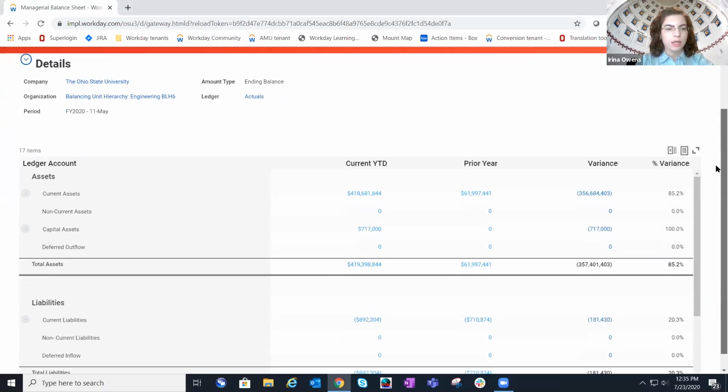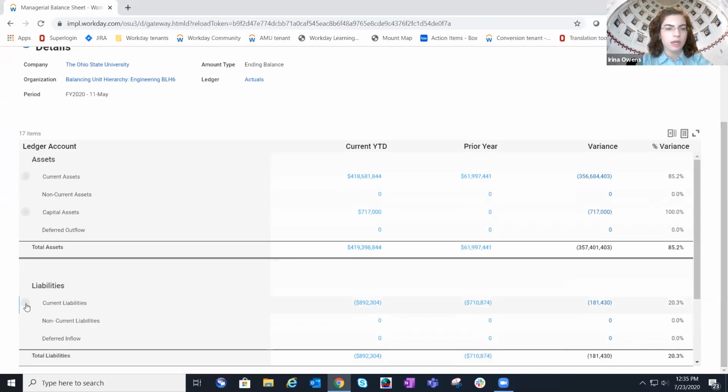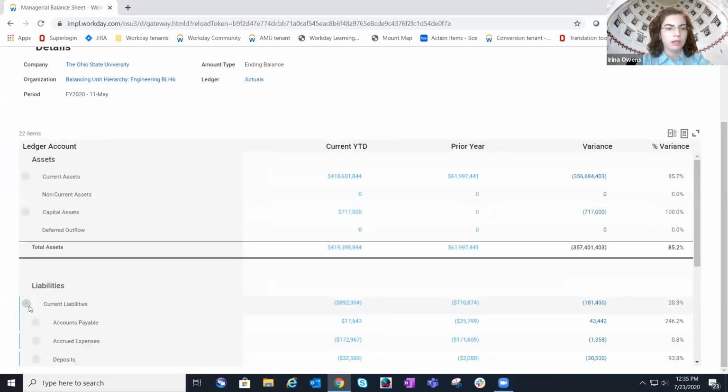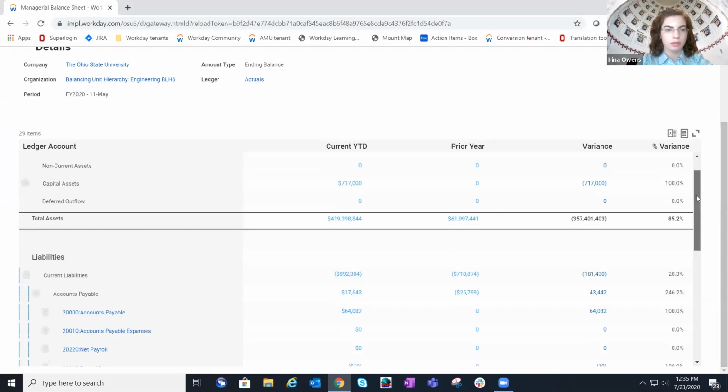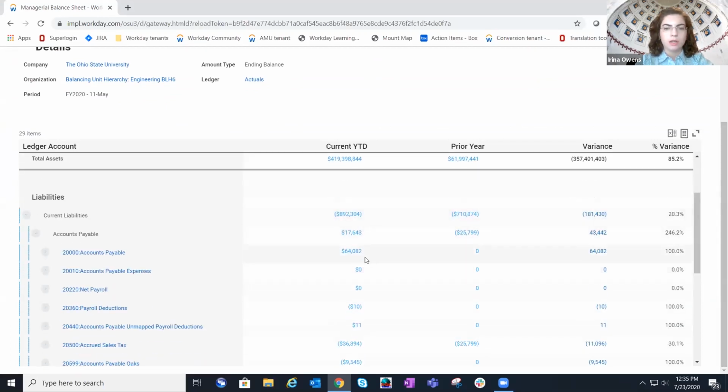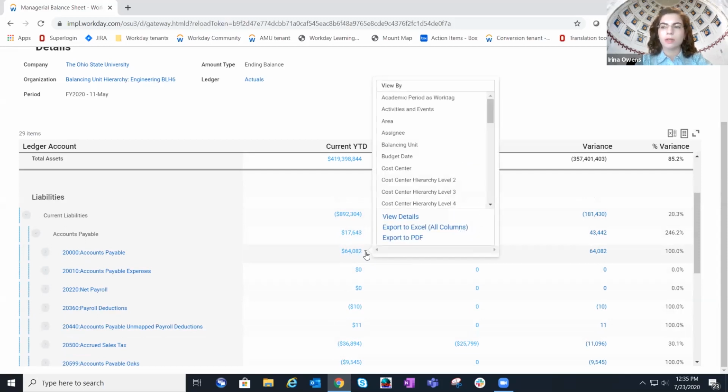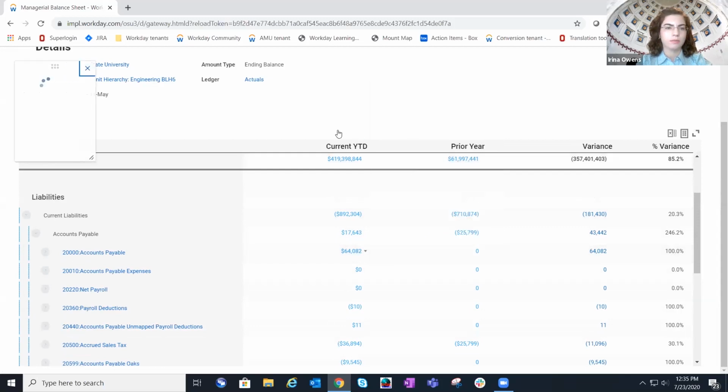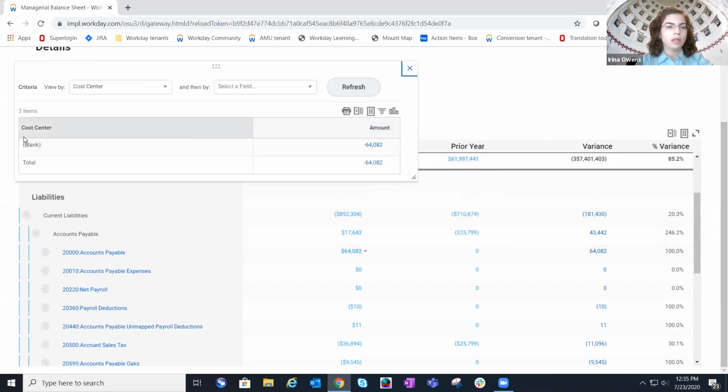So as we scroll down to the liability section and I expand into the current liabilities, and then one more time into accounts payable hierarchy, I want to focus on accounts payable ledger account. As I hover over the number, there's a little arrow that shows up, and this allows me to pivot the data directly in Workday. First, I want to pivot it by cost center. As you can see, nothing shows up, and there are no details for the various types of cost centers that were used on this transaction.